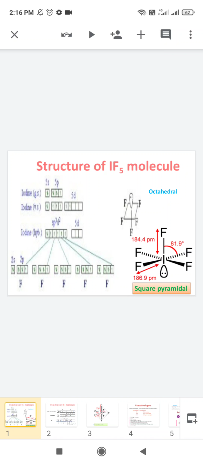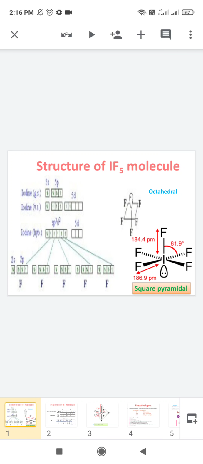Good afternoon, everybody. Today we will discuss the structure of the IF5 molecule. You know that the atom which is larger in size is the central metal atom in every interhalogen compound. So in IF5, the iodine is the central metal atom.